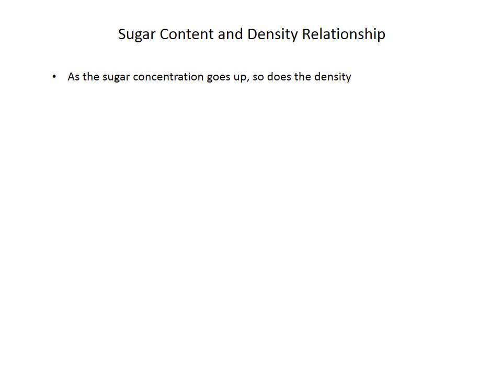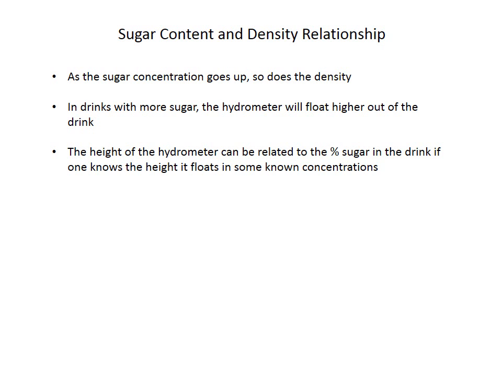I think I pointed out before, as the sugar concentration goes up, so does the density. And the other thing I might point out is that in drinks with more sugar, the hydrometer will float higher out of the drink, as we talked about a couple slides ago. The more dense something is, the higher it's going to float. And the height of the hydrometer, that tip sticking out of it, can be related to percent sugar in a drink if you knew the height it floats in some known concentrations of solutions. So that's what we call a calibration part. We have to take the hydrometer, we have to take the density data that we have, take both of those different sets of data, and relate the measured quantity back to something that we know. And that way we can use it to work in the other direction.